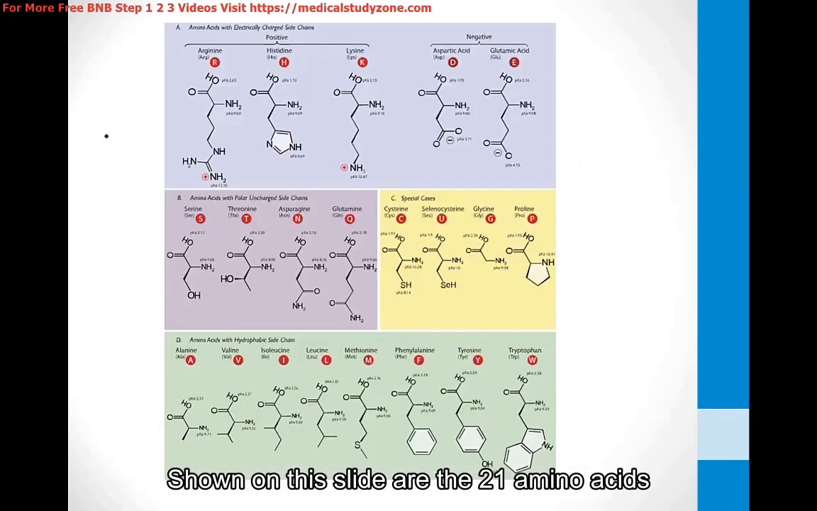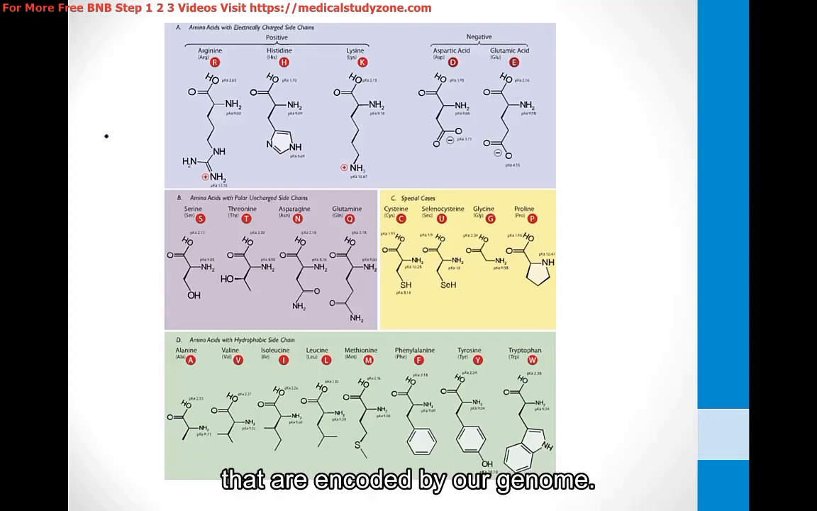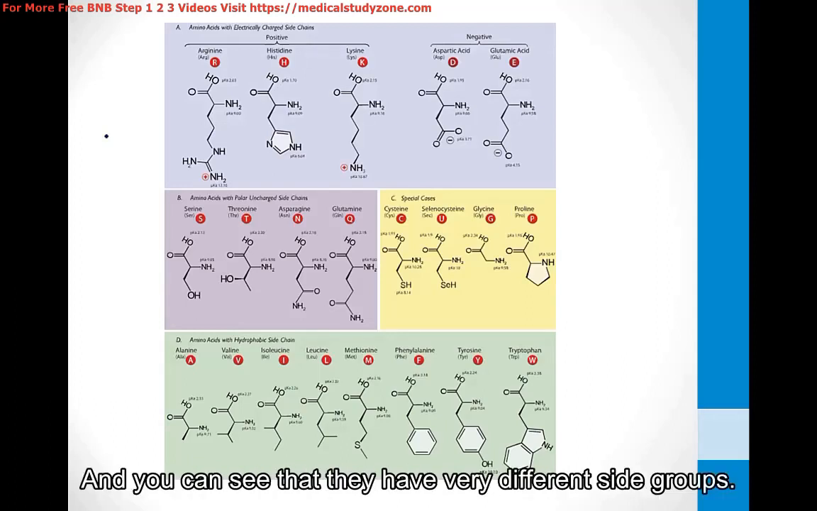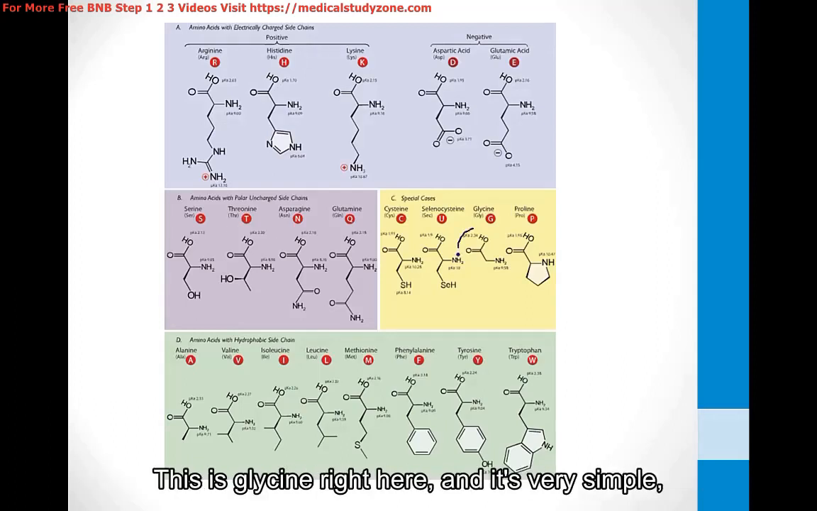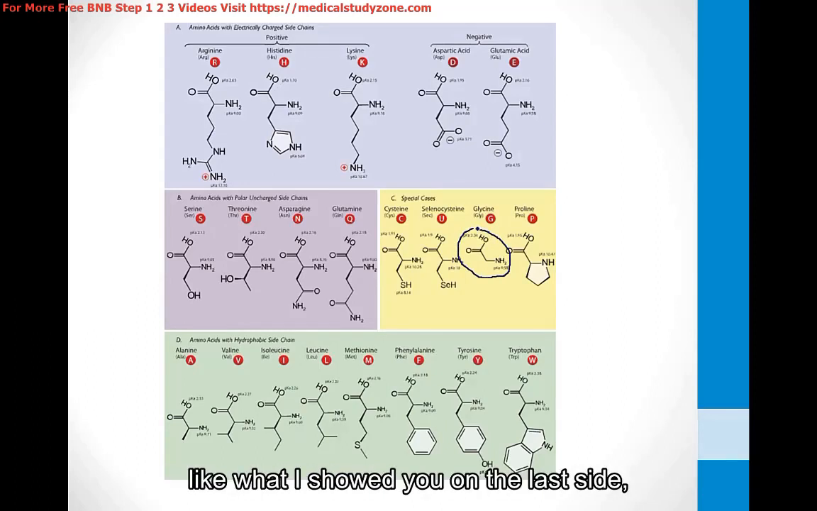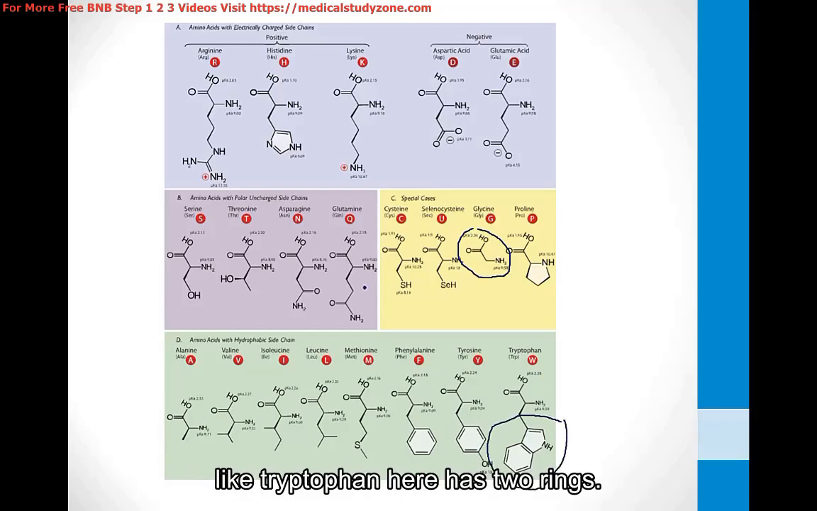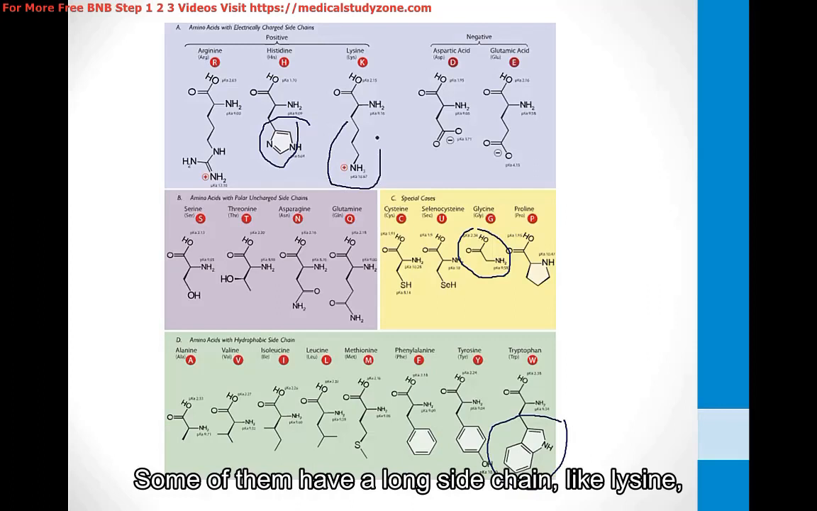Shown on this slide are the 21 amino acids that are encoded by our genome, and you can see that they have very different side groups. This is glycine right here, and it's very simple like what I showed you on the last slide, but other molecules have much bigger and more complex side chains, like tryptophan here has 2 rings. Histidine has a ring as well. Some of them have a long side chain like lysine.